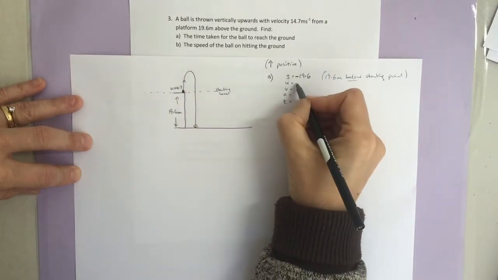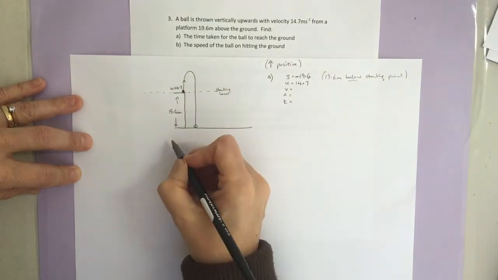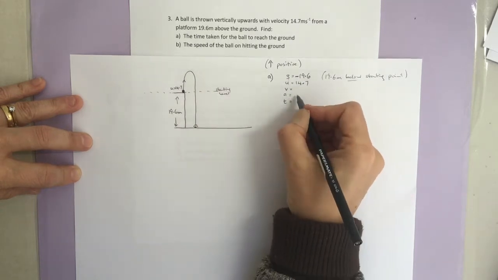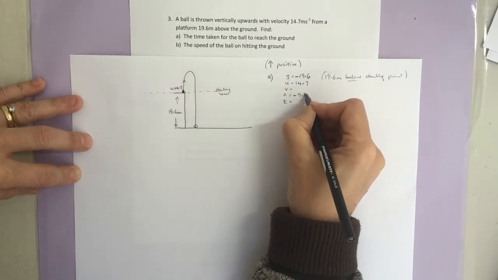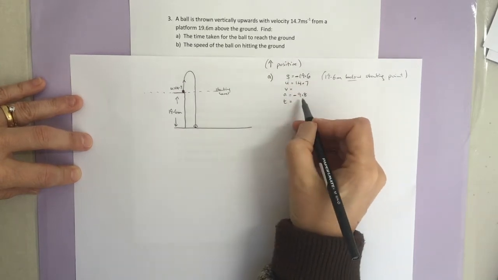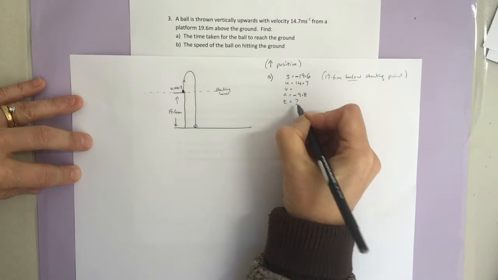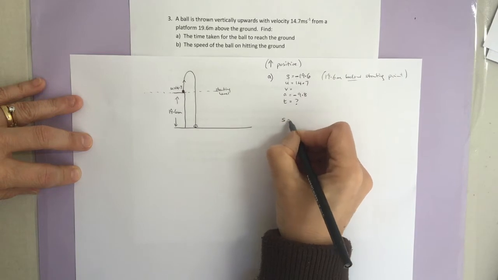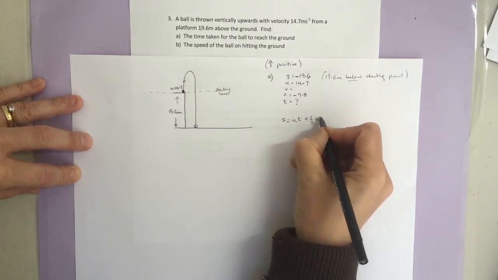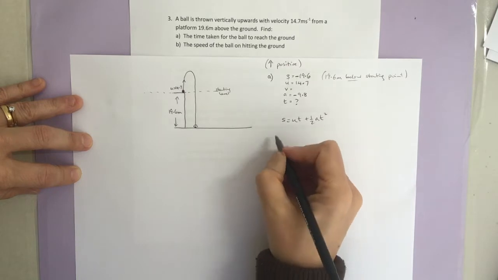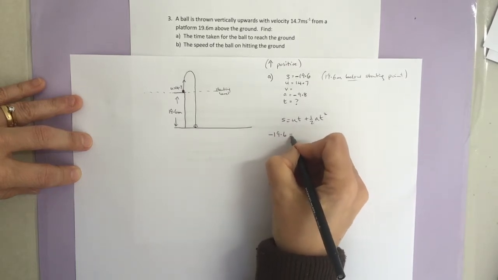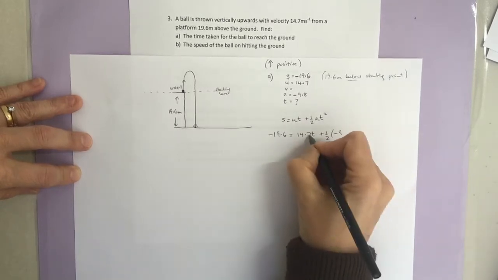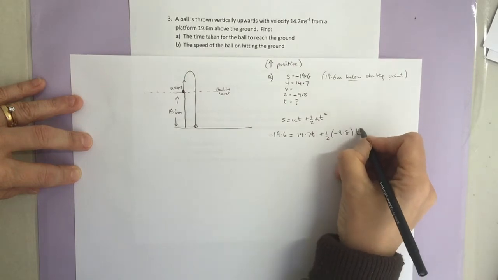Okay, let's get some other information in here. U, we're told, is 14.7. V, I don't know, because we're asked to find that in the next bit. A is minus 9.8, acceleration due to gravity, downwards, I'm taking up as positive. So there's my bits of information, and I want to know the time taken. So S, U, A and T, so I'm going to use my equation S equals UT plus a half AT squared. So I'm going to get a quadratic here, but that's okay. So let's substitute in. Minus 19.6 is 14.7T plus a half minus 9.8 for acceleration, t squared.